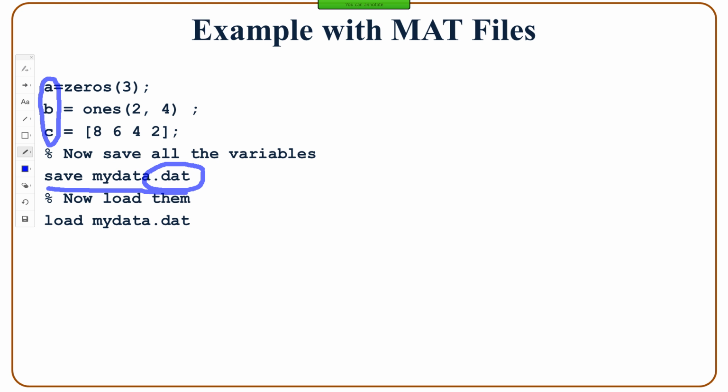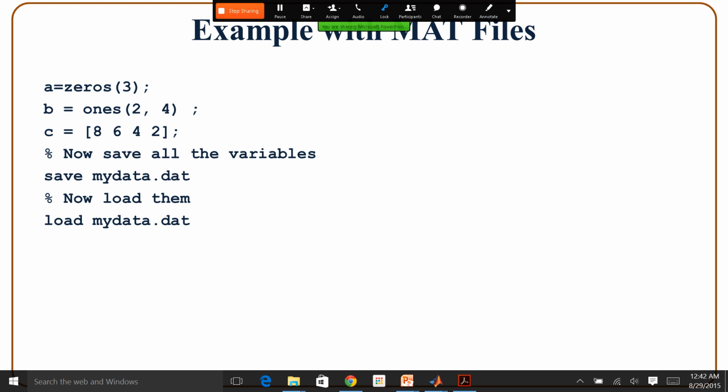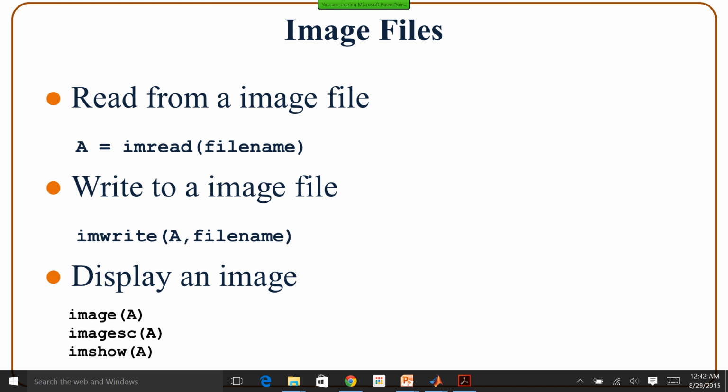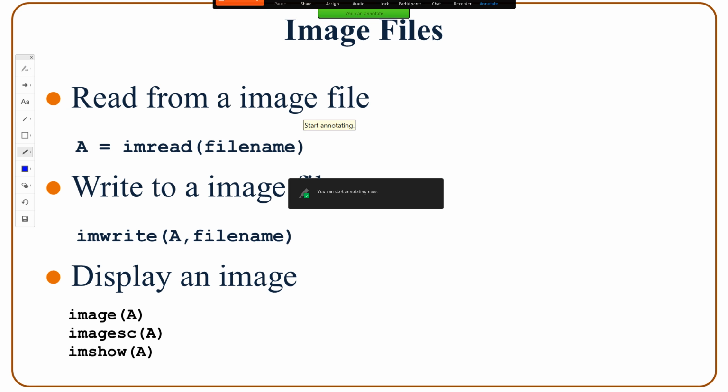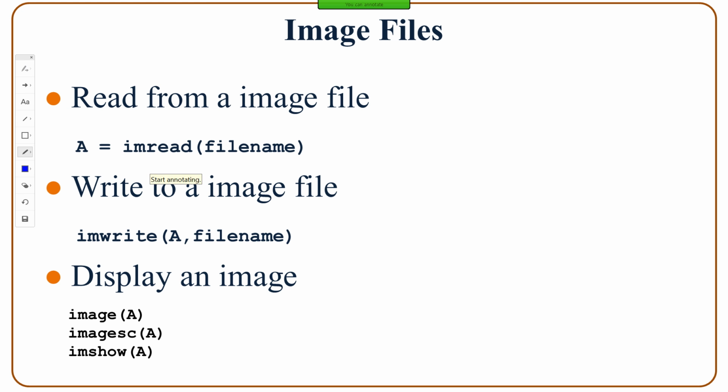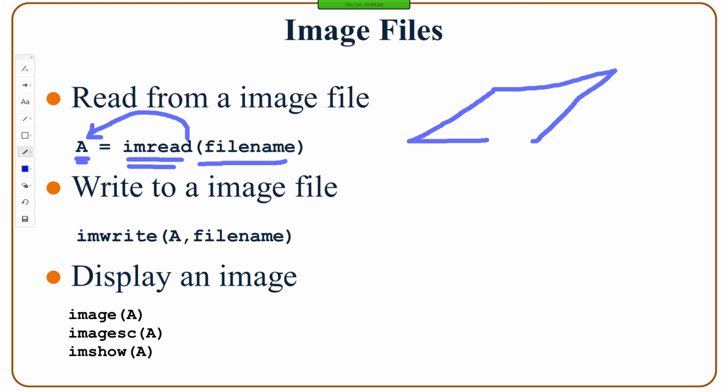For image files, you use imread and give it the file name. So imread reads the content of the file into a variable. Normally this is an array that looks like this. Basically, you have three matrices superimposed on each other. Each specifies a color. So one is red, another is green, and another is blue. So basically, this is an M by N by 3 array.